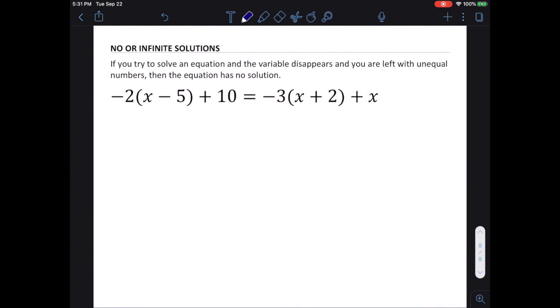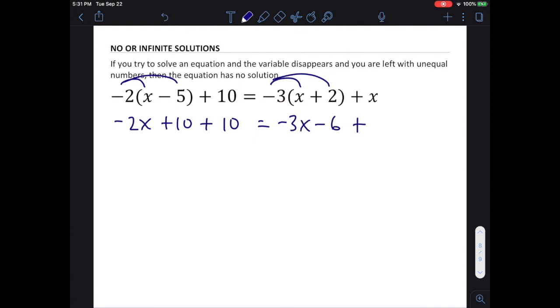So here we go. This is kind of big and crazy looking, but let's go through this. So we've got to distribute twice here. We're distributing here and here. Ooh, we're going to distribute twice. We're going to combine like terms on both sides. We got a bunch to do. So we have negative 2x plus 10 plus another 10 equals negative 3x minus 6 plus x.